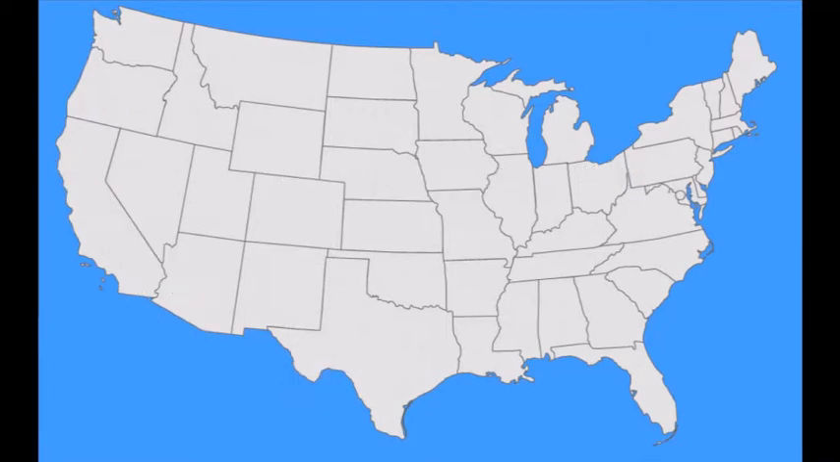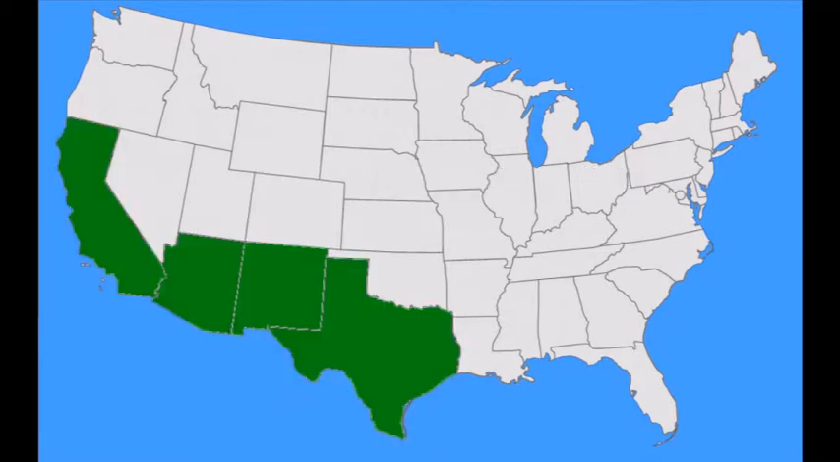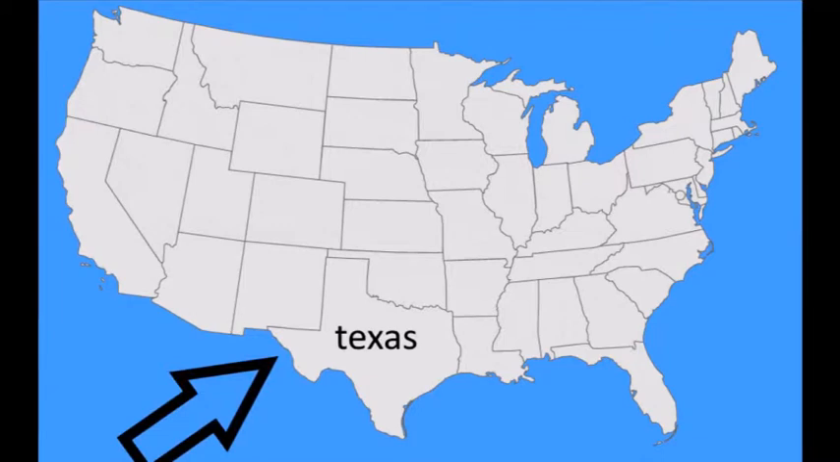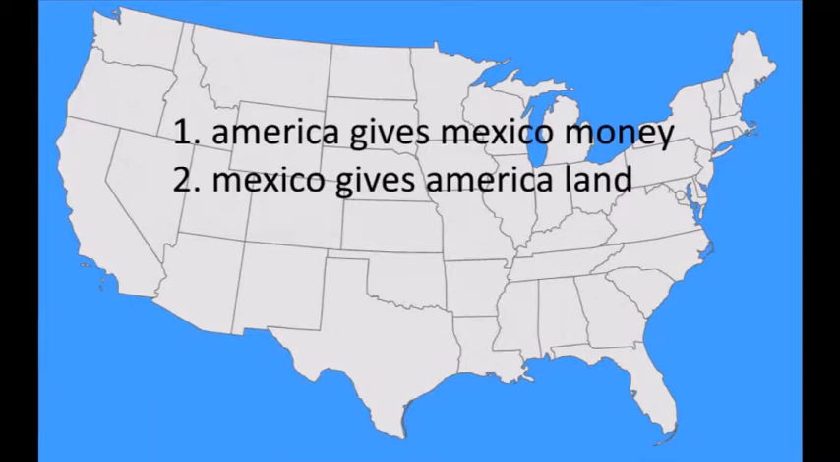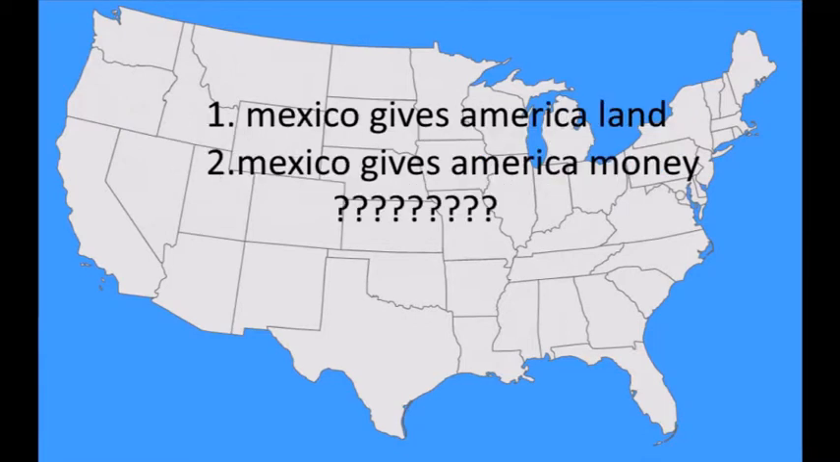So before the American Civil War was the Mexican-American War, when these states were a part of Mexico. I see the states in green were a part of the Mexican Republic in the America-Mexico conflict, and Mexico, of course, lost to America. The biggest one being Texas, which, keep your eye on, is the important one. America gives Mexico money, Mexico gives America land. That's not how a treaty normally works. Normally you'd say Mexico gives America land and Mexico gives America money.